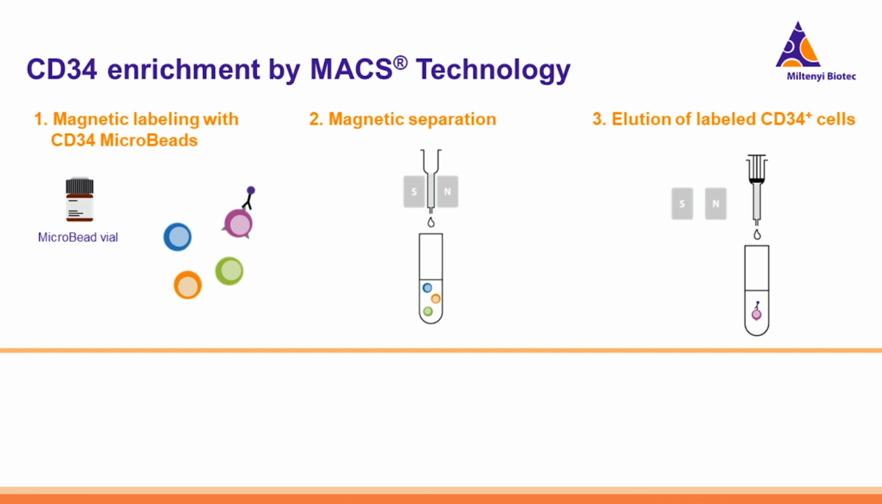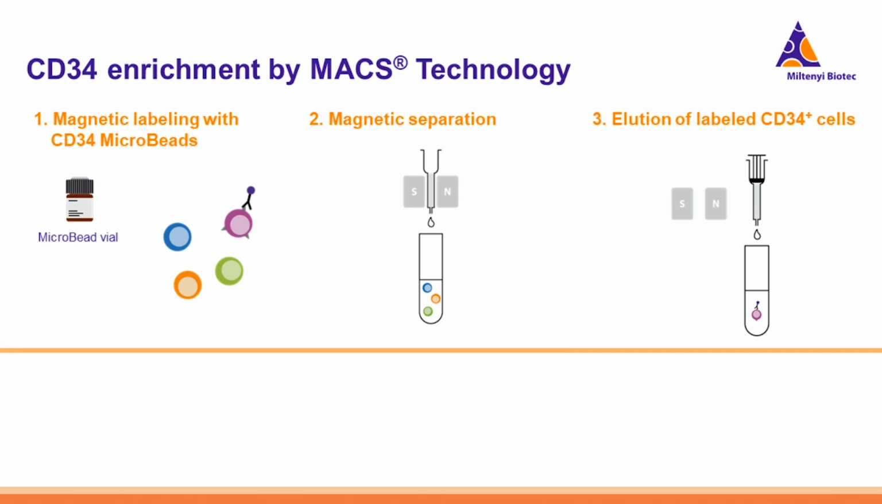Our MAX technology is a column-based technology for immunomagnetic cell separation, which is based on antibodies coupled to magnetic beads: the nano-sized superparamagnetic MAX microbeads. Our specific MAX microbeads are available for the positive selection of numerous cell types and cell subsets. Here, the positive selection for CD34 plus cells is shown. Positive selection means that a particular target cell type is magnetically labeled.